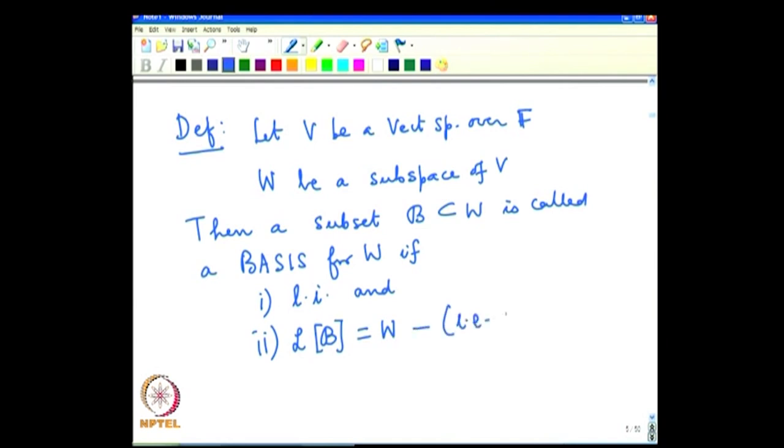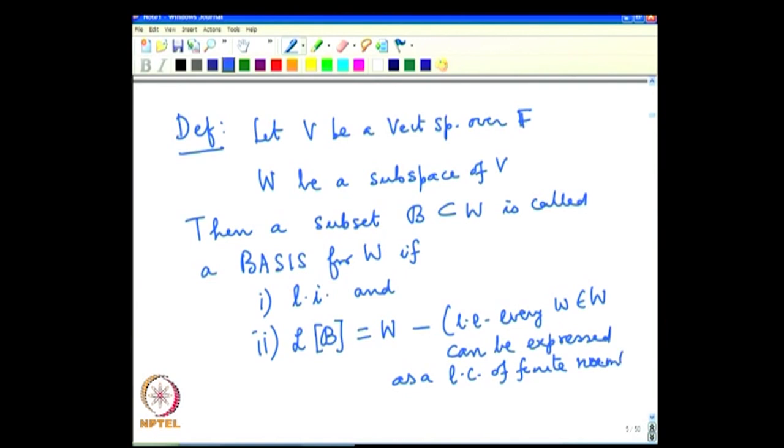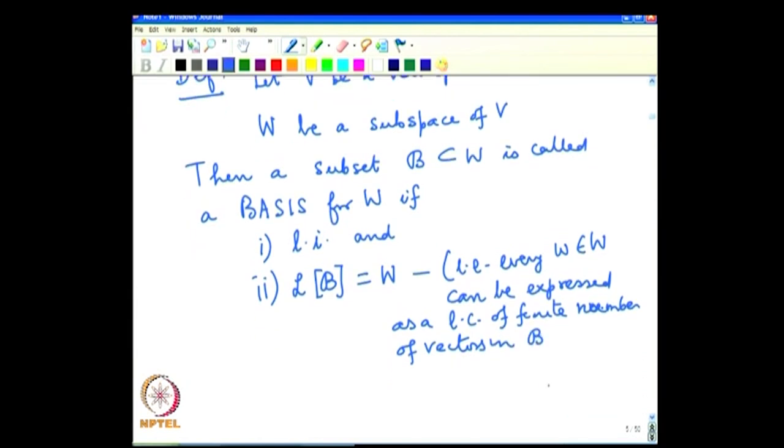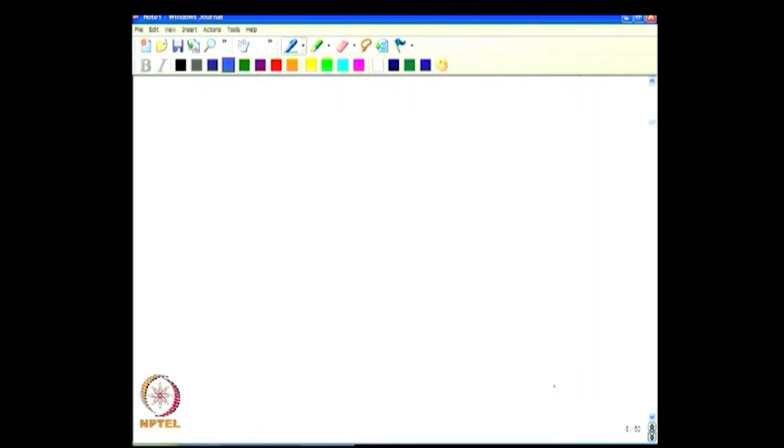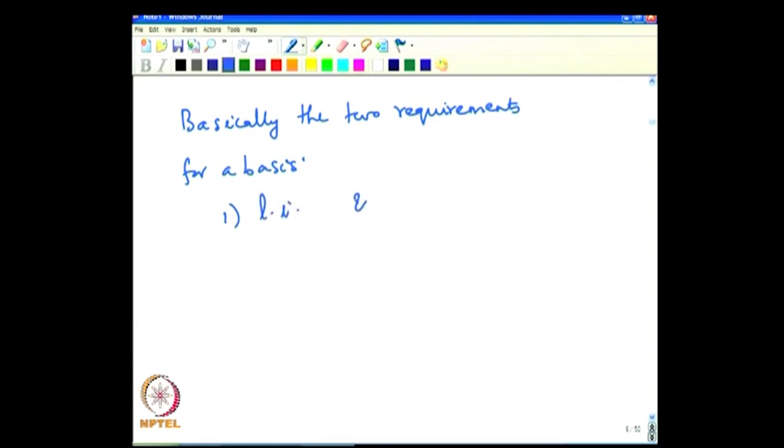What does this mean? That is, every vector in W can be expressed as a linear combination of a finite number of vectors in B. So, that makes it a good sampling set. We do not have redundant information and by looking at them, we are able to detect all the vectors in W. So, basically therefore, there are two requirements for a basis, we repeat, the following. The two basic requirements, one is linear independence and the other is spanning, that every vector in W is a linear combination of these vectors.